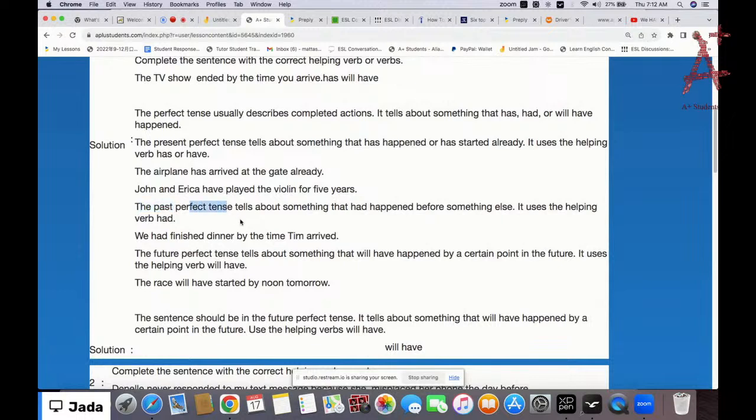Now, the past perfect tense tells about something that had happened before something else. Past perfect, so something that has happened before another thing is happening, uses the verb had. We had finished dinner by the time Tim arrived. And then the future perfect tense tells about something that will have happened by a certain point in the future, and it uses the helping verb will have. So the race will have started by noon tomorrow.